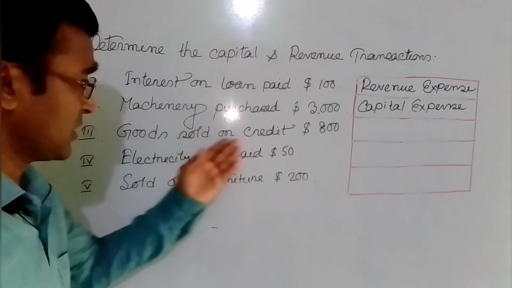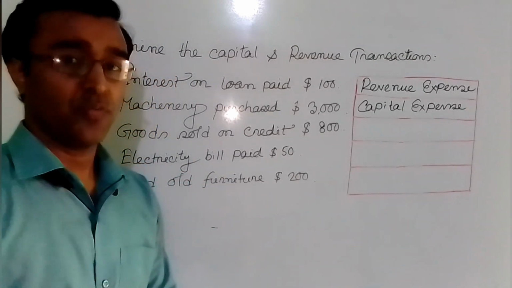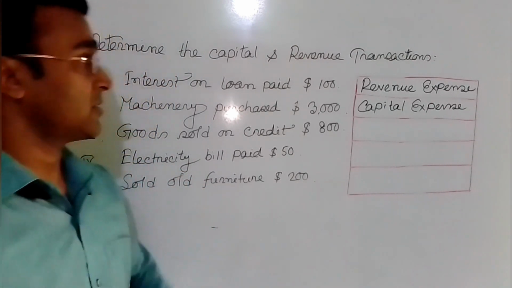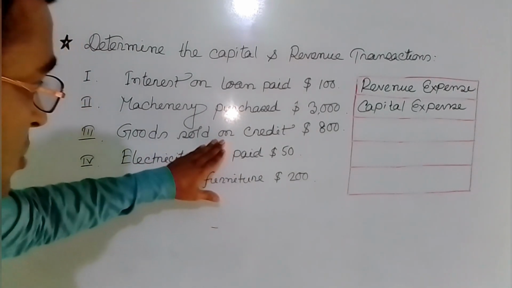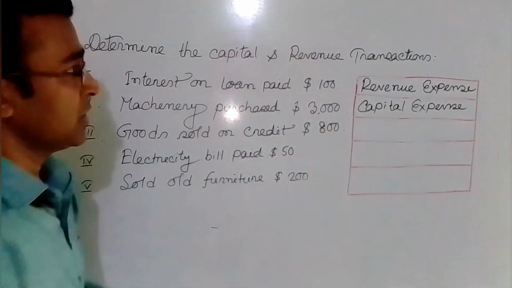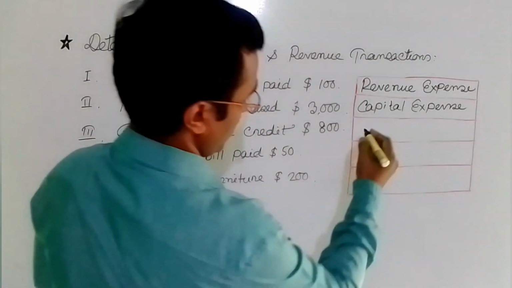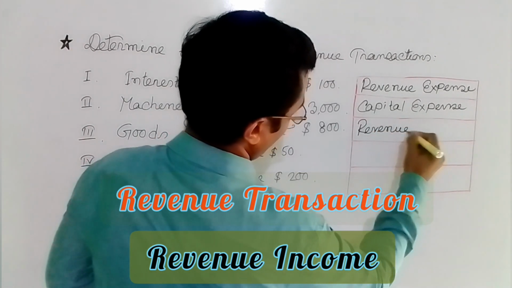Now, goods sold on credit is a regular term and one kind of income, because we find the similarities among these 3 characteristics of revenue transaction. Number 1, regular. Number 2, short term and small amount of money. That's why it goes to revenue transaction as well as revenue income. Now writing here revenue income.